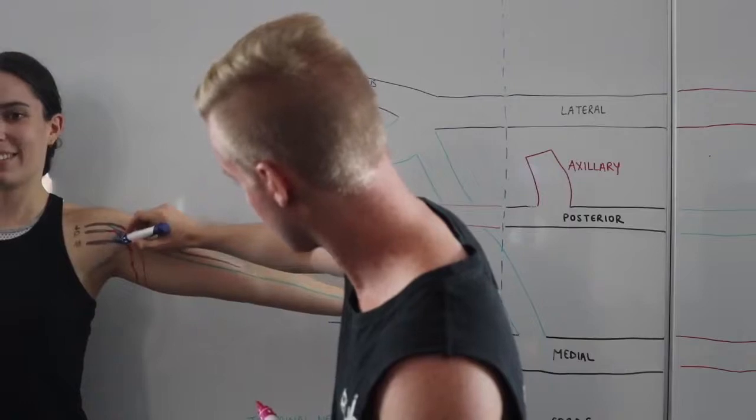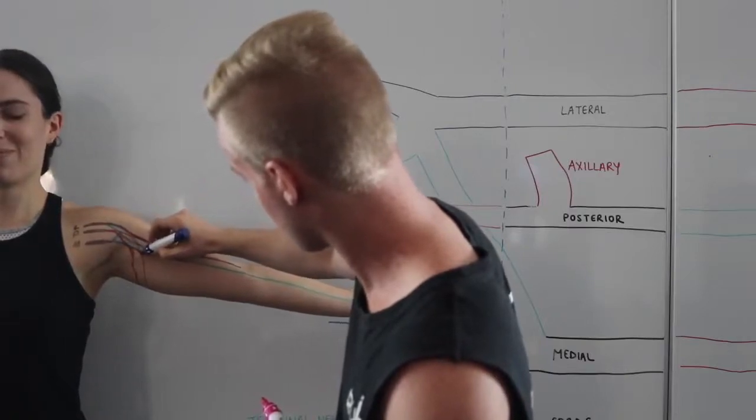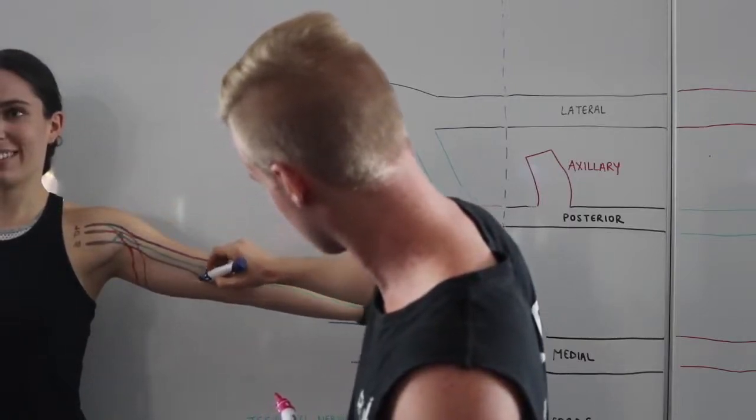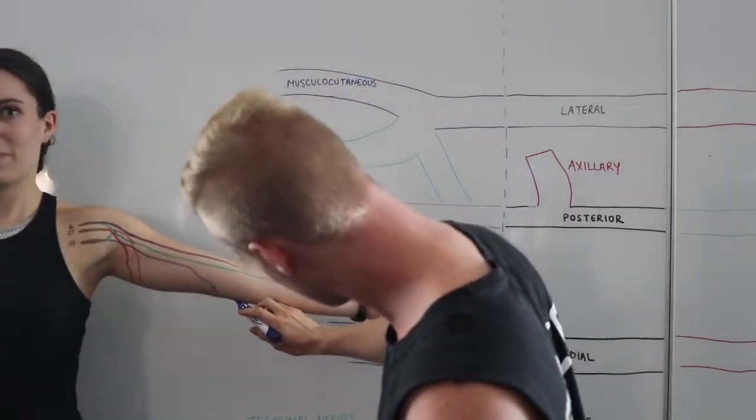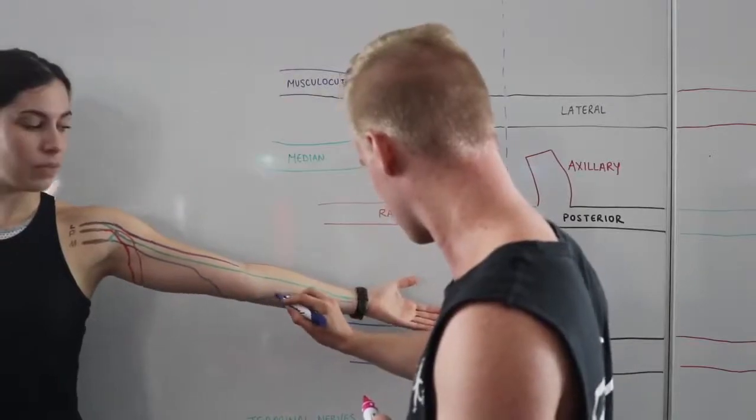The ulnar nerve arises from the medial cord. It originates on the anterior arm but moves around to the posterior side, passing the medial epicondyle of the humerus. It extends medially down the anterior forearm.